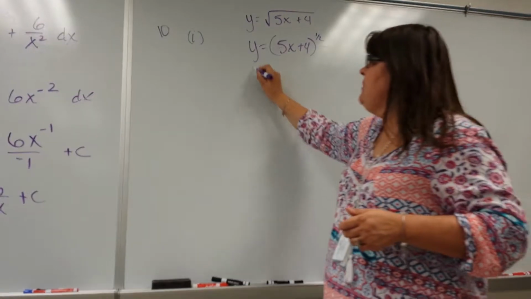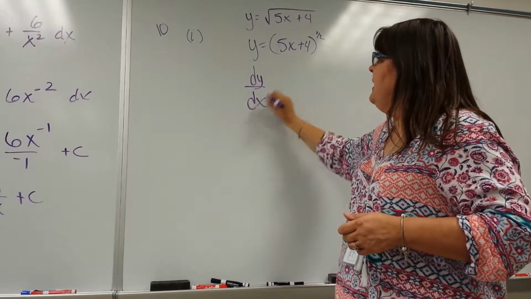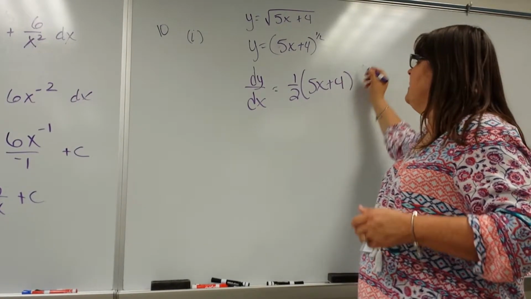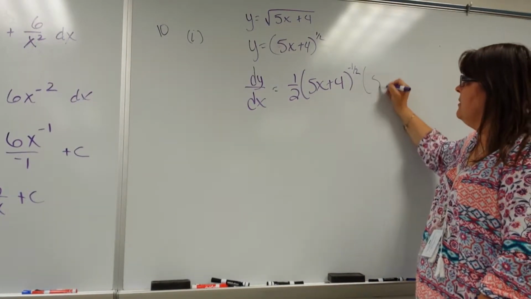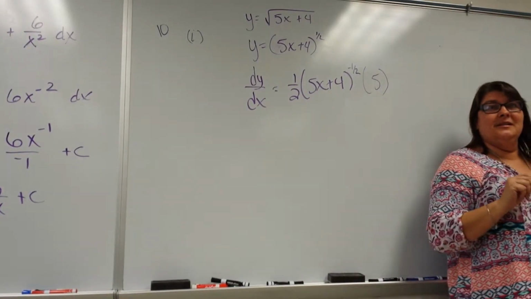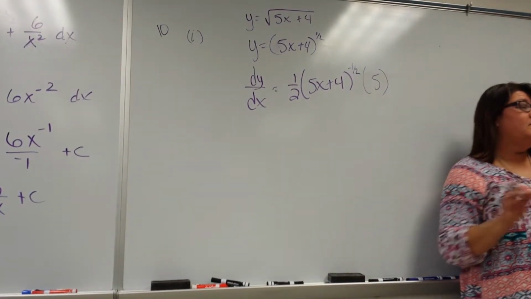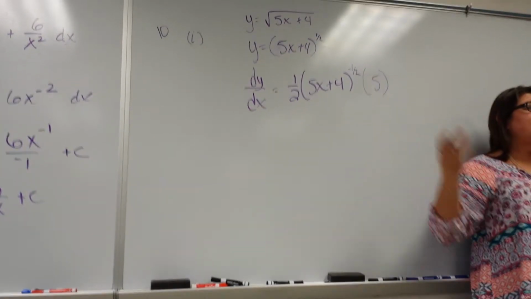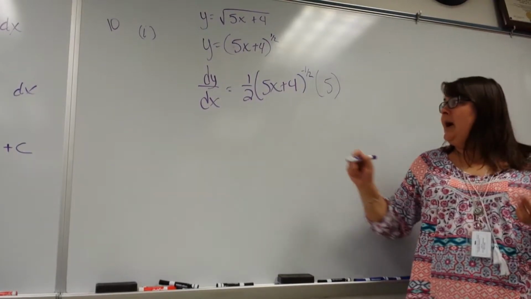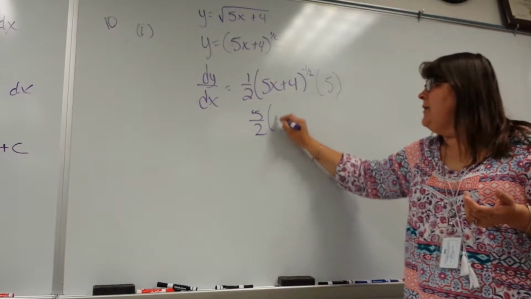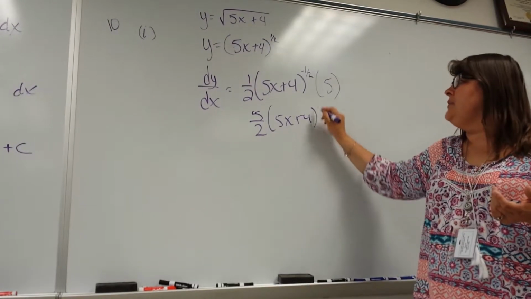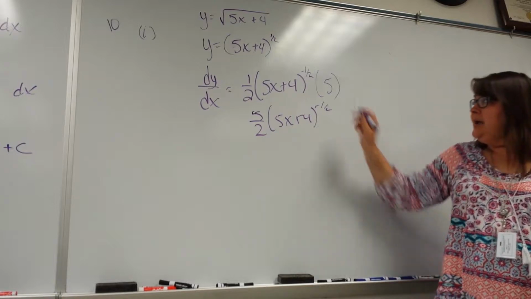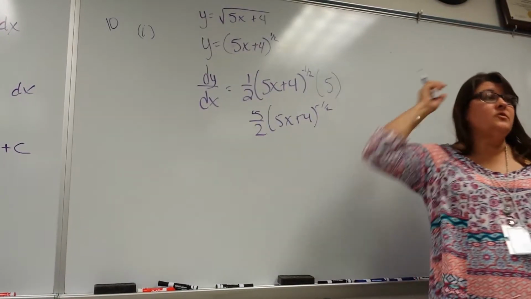Okay, so y prime, dy/dx, is 1/2 times 5x plus 4 to the... What do you think? Does it ring a bell? Yes. The 1/2 comes to the front, you rewrite the inside, you subtract 1 whole. Then I take the derivative of the inside, attach it, and clean it up a little bit. I would say 5/2 times 5x plus 4 to the negative 1/2, or you could flip it down if you want. It's up to you. I just put the 5 up here. I do not distribute the 1/2 through.